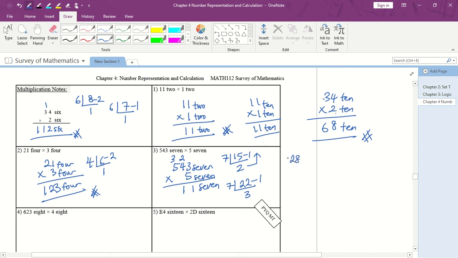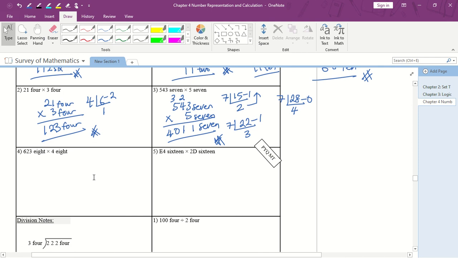So 28 we need to divide by 7, and we know it's 4, 0. And that's all for the answer. Okay, let's look at the next one.